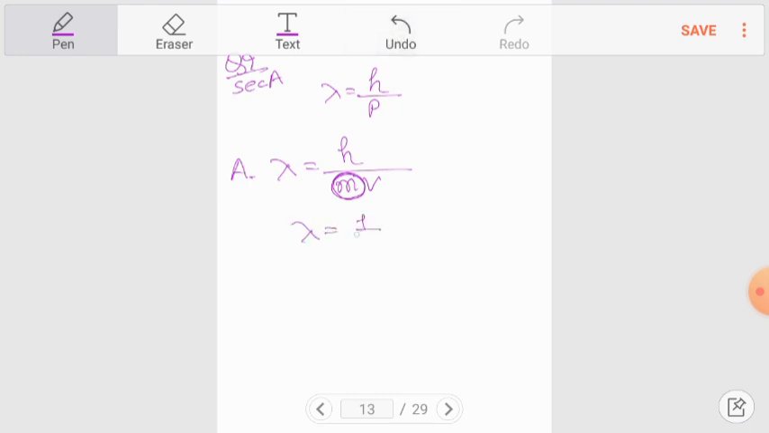Wavelength is inversely proportional to mass. So yes, the de Broglie wavelength is dependent on the mass of the particle. So it depends on the mass of the particle, and that's why option A is not the correct answer.